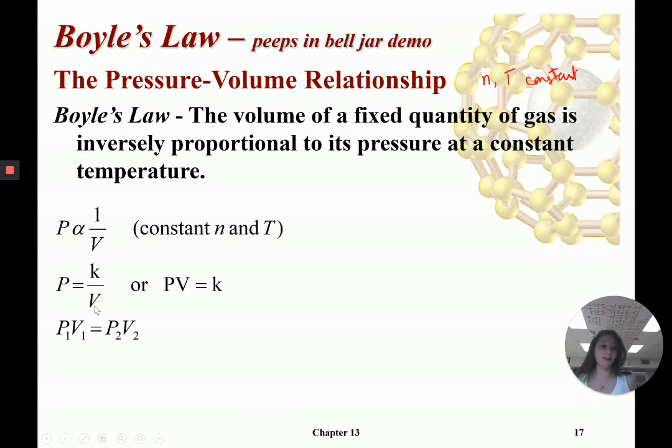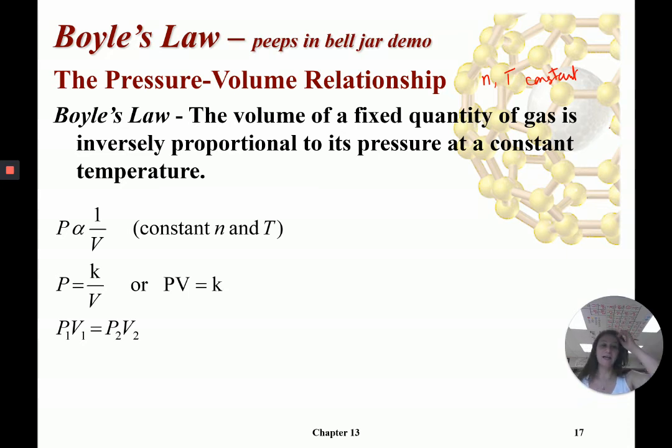In chemistry, you use K for the constant. You can also rearrange this to say that P times V is equal to a constant. So if you take the pressure times the volume for a certain gas at a certain amount and temperature, you are going to get the same constant.